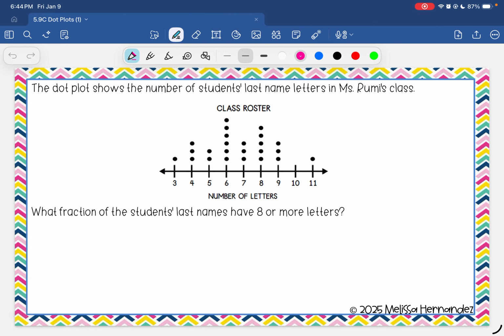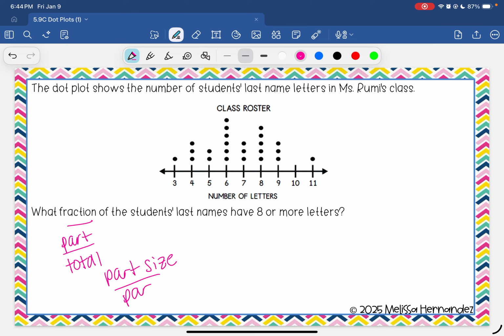So for the first example, the dot plot shows the number of students' last name letters in Miss Rumi's class. What fraction of the students' last names have 8 or more? It says what fraction, so we already know that's going to be your part over your total, or what I say, part size over total, in your numerator and denominator.